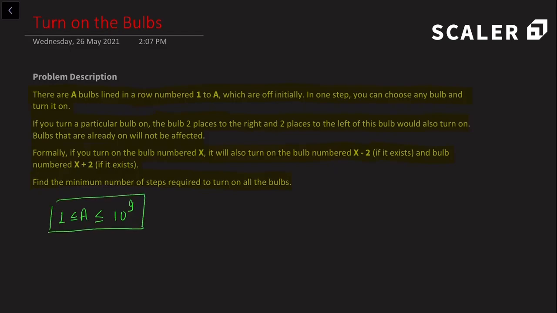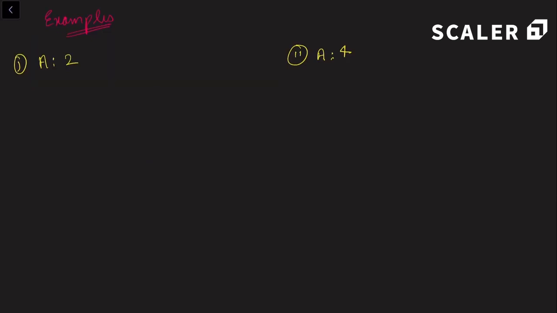Now with all this information, let's move on to solve some examples first. Now let us talk about these two examples. We are given A as 2. So we are given 2 bulbs, right? In case of 2 bulbs, let's say I turned on this bulb.